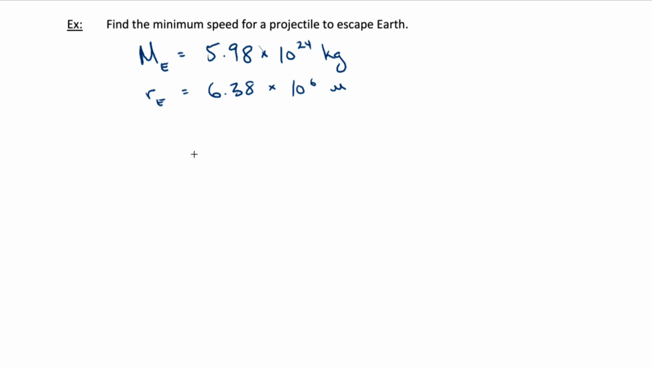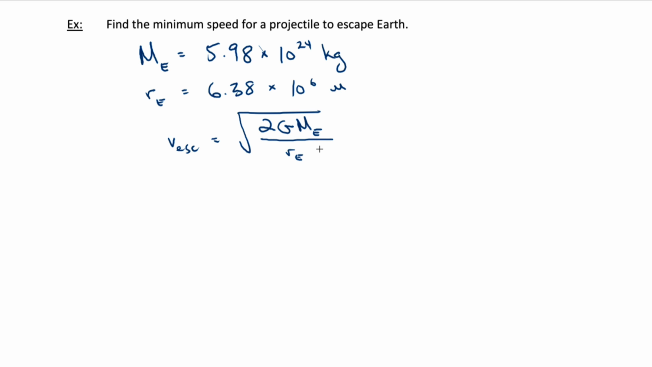It's going to have the same escape speed for a given r, a given distance from the center of the planet. Alright, let's use that formula now to find the minimum speed for a projectile to escape Earth. We're going to take the mass of the Earth as equal to 5.98 times 10 to the 24 kilograms. And we're going to take the radius of the Earth as equal to 6.38 times 10 to the 6 meters. And now we just plug it into the formula. So our escape speed is equal to the square root of 2 times G times the mass of the Earth over the radius of the Earth.